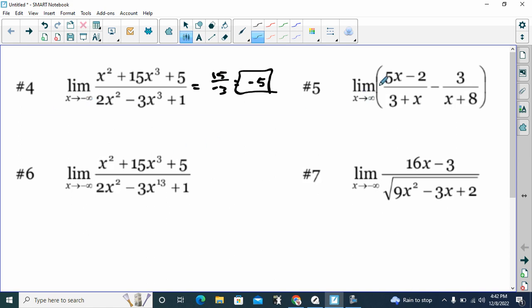Number 5. Highest power of x. We're looking at it as two separate things because I have this minus that. So I'm going to evaluate the limit as x approaches infinity of this part, the limit as x approaches infinity of this part, and then subtract those two answers. So this part here, the highest power of x is 1. So we do 5 divided by 1.